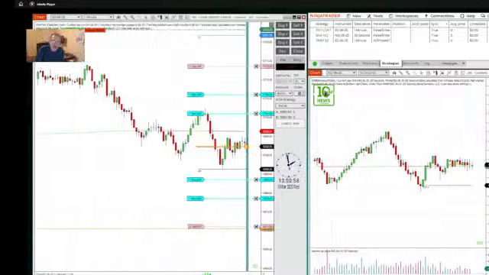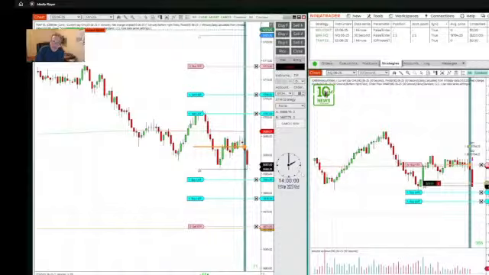So, here's the setup. We have the orange arrow, which is the current price. Order number one, order number two, above the current price. If the market goes up, we're selling the market. Then we have two orders below the current price. If the market goes down, we're buying the market. Sometimes it only buys or sells one of those orders. That's what happened today. Watch.